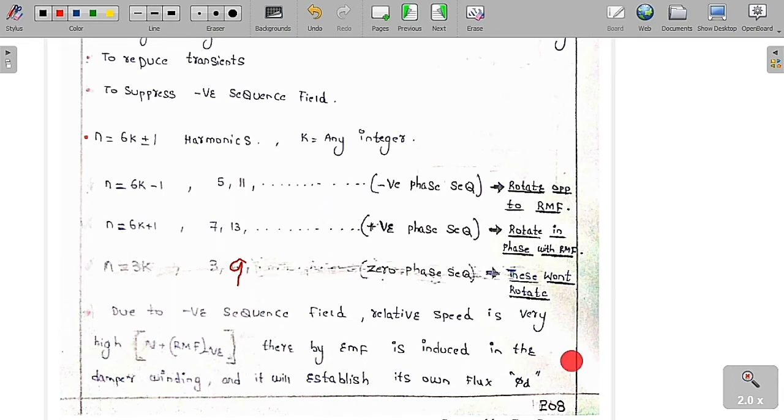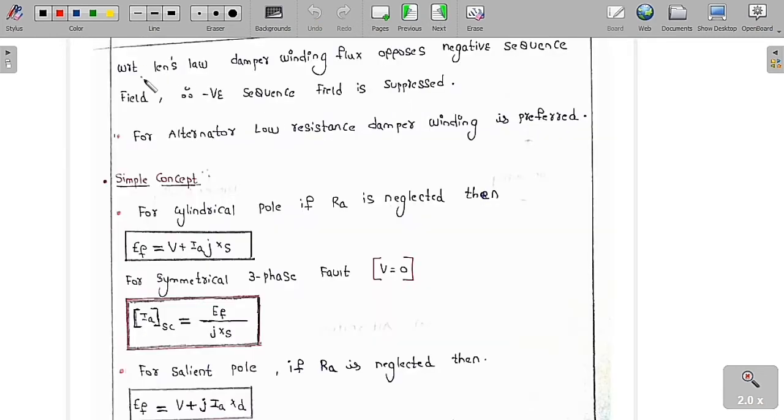Thereby, EMF is induced in the damper winding, and it will establish its own flux phi d. With respect to Lenz's law, the damper winding flux opposes the negative sequence field. Therefore, the negative sequence field is suppressed. The negative phase sequence field's rotation and the rotor rotation are quite opposite, so the relative speed is very high, because both directions are reverse.